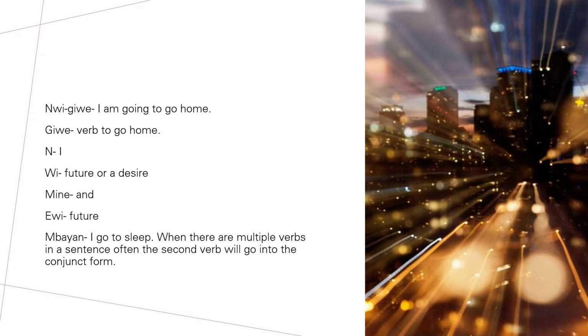Mina ewimbayan. And I'm going to go to sleep. When there's multiple verbs in a sentence, often that second verb will go into that conjunct form with that yan at the end. So mba, again, is the verb to sleep. The yan is telling you it's I. The ewi is saying it's happening in the future. So Nowigiwe mina ewimbayan. I'm going to go home and I'm going to go to sleep. Aho.